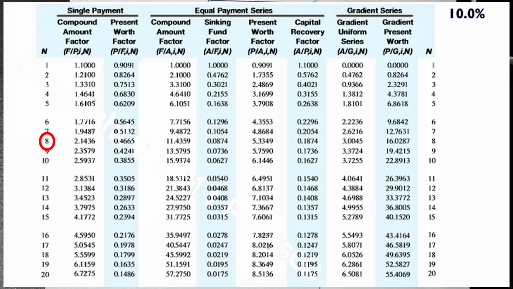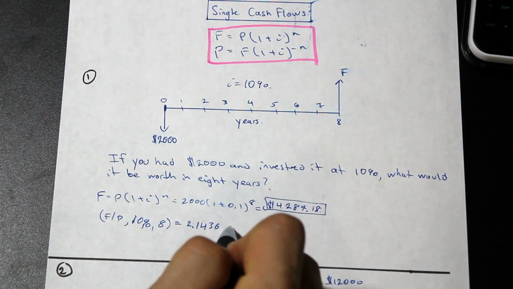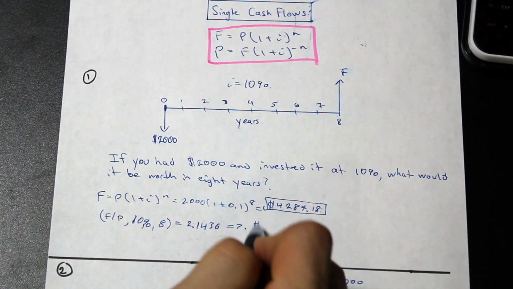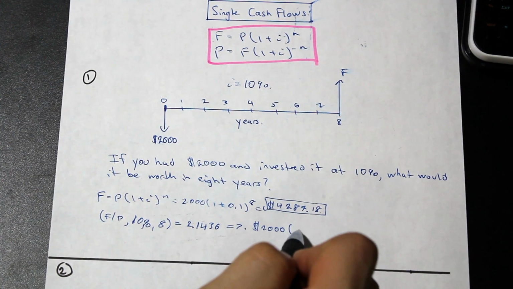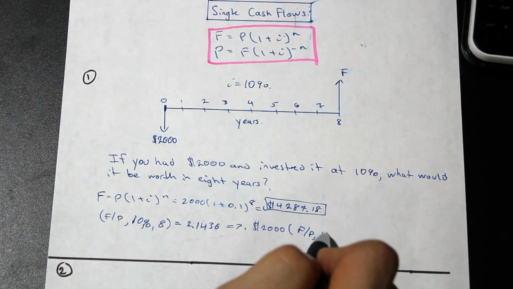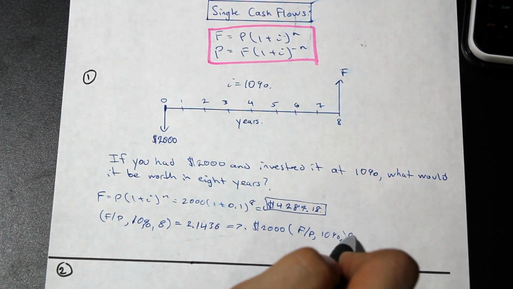And then we're going to go across and look for the factor that we want. Right now, we're looking for F given P. So F/P means F equals P times (1 plus i) to the n, which is what we want. If we go across, that factor is equal to 2.1436. So all we need to do now is multiply. The notation we can use here is 2,000 times (F/P, 10%, 8).